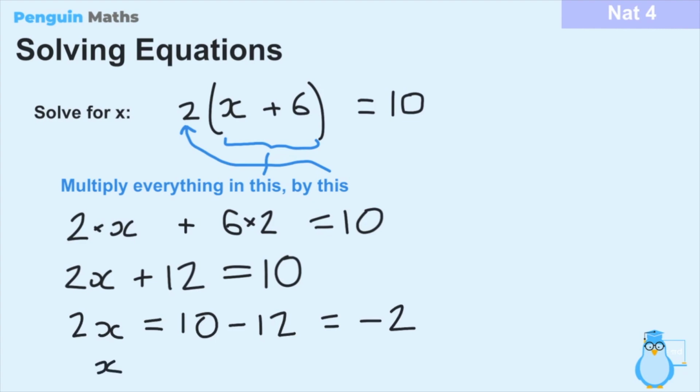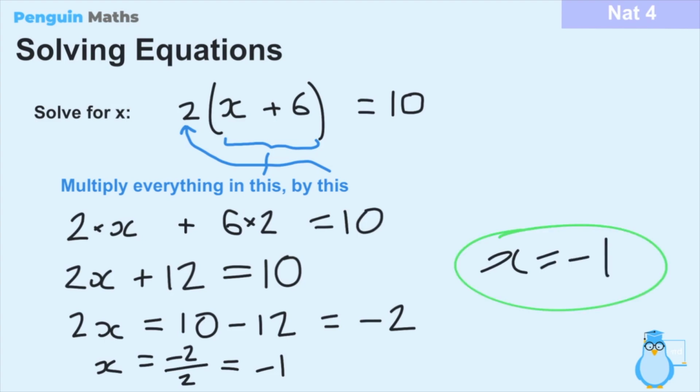And if 2x is minus 2, what we have to do is take the other 2 over to the other side, and because it's being multiplied by on this left hand side, when we bring the 2 over, it's going to be divided by the minus 2. So that would mean that x is equal to minus 2 divided by 2, and that would then mean that x is equal to minus 1.